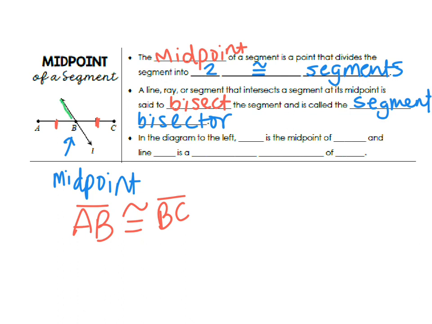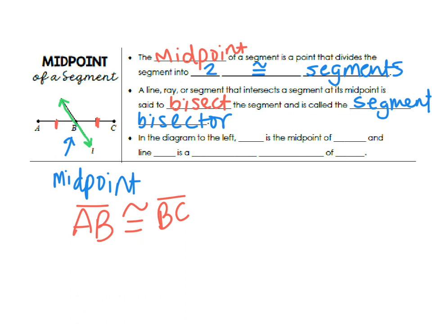So this line here, that L, cuts it into two equal pieces at the midpoint B. B is the midpoint, but line L is considered the segment bisector. So a midpoint and a segment bisector do the same thing. They cut the segment into two equal pieces. But a midpoint is a point, a bisector is a line or a segment.